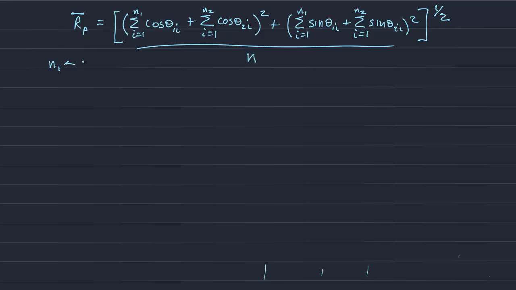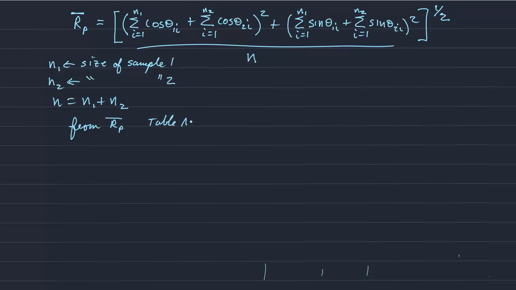So n1 is the size of sample 1, n2 is the size of sample 2, and n is equal to n1 plus n2. Now from our normalized pooled vector, we look at table A9 and find the probable concentration parameter for our pooled population. That's kappa.